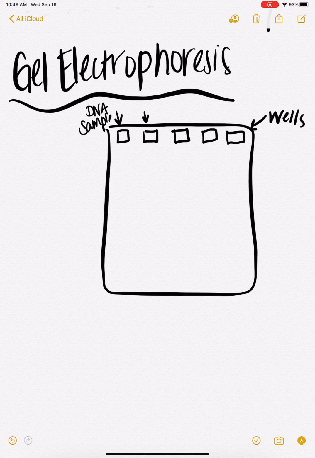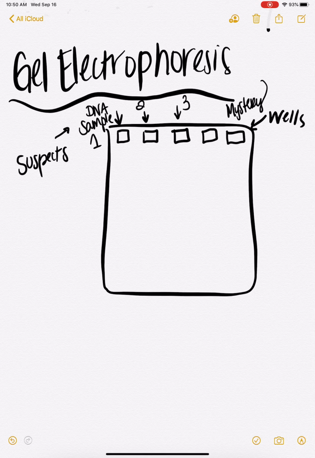So we've got sample 1, sample 2, sample 3, and so on. And then maybe we have our mystery sample, like the DNA that was found at the crime scene. So our samples here would be like our suspects. We have her boyfriend, her friend, her boss, all those different people that we've read and talked about. And then we have the crime scene DNA here, and we're trying to see where this DNA came from.